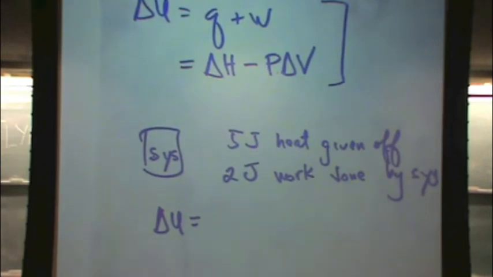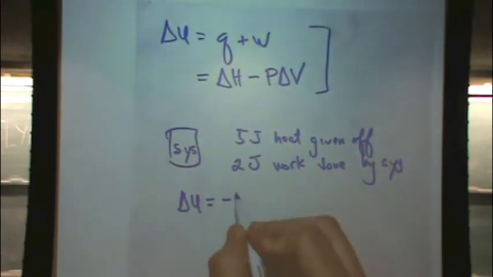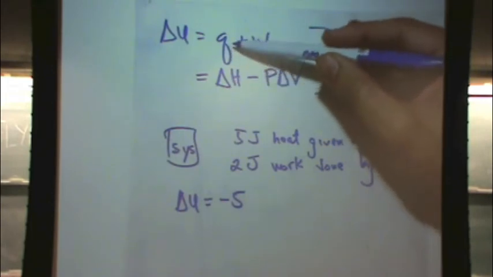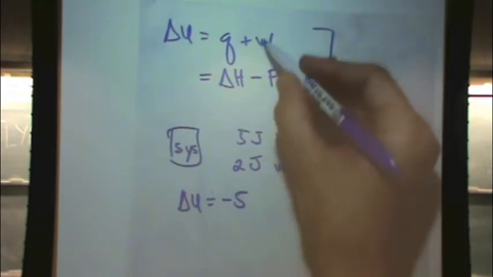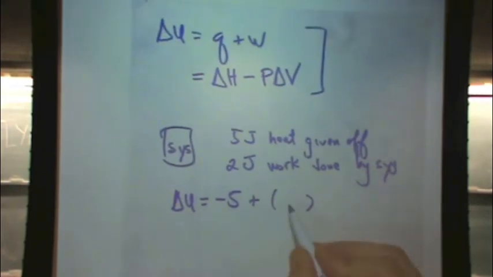What's delta U? Well, in this kind of problem, it's just about signs, okay? Plus signs and minus signs. So what you would do is 5 joules of heat given off. Is that a positive or negative number? Negative 5. Heat, remember heat, that's the Q term. So that's the first term. And then now to work, the second term, plus work done by the system, plus or minus?